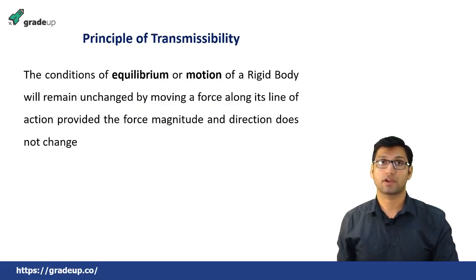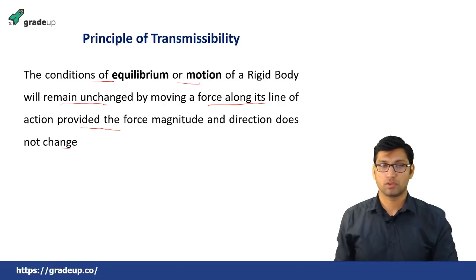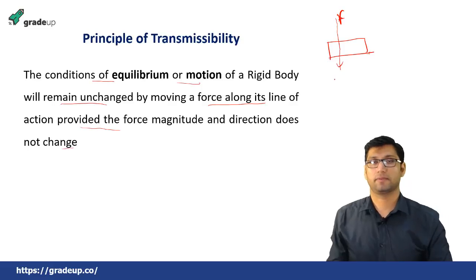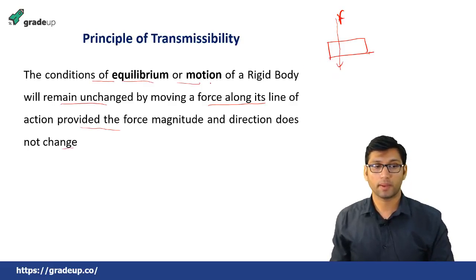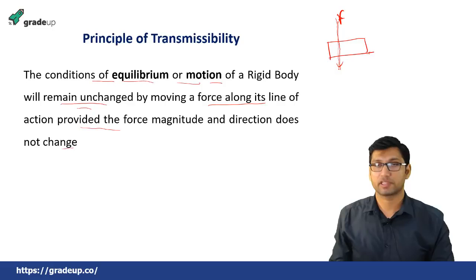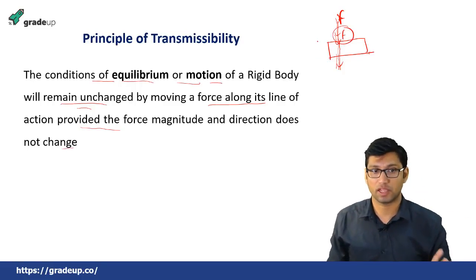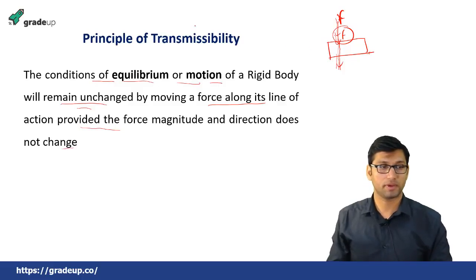Firstly, we should understand the principle of transmissibility. The principle of transmissibility says that the condition of equilibrium or motion of a rigid body remains unchanged by moving a force along its line of action, provided the force magnitude and direction do not change. Suppose this is a force acting here along this line of action. If we move this force along this line of action, the equilibrium condition will remain unchanged. So this is the principle of transmissibility.